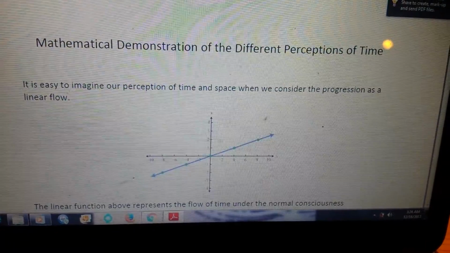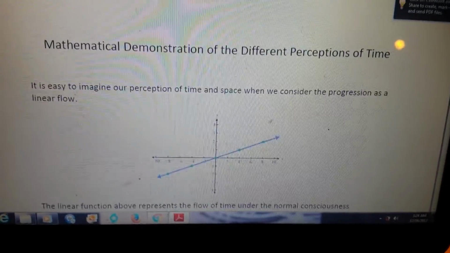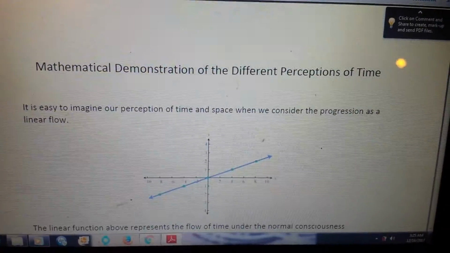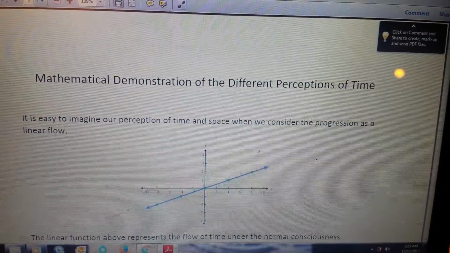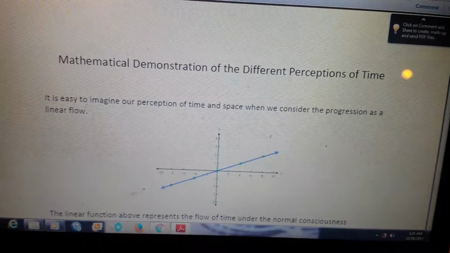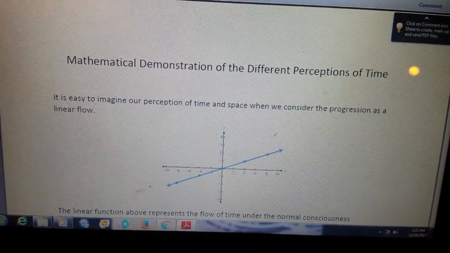All right, this is about something that I've been working on. It's part of my philosophical, metaphysical work that I've been doing.